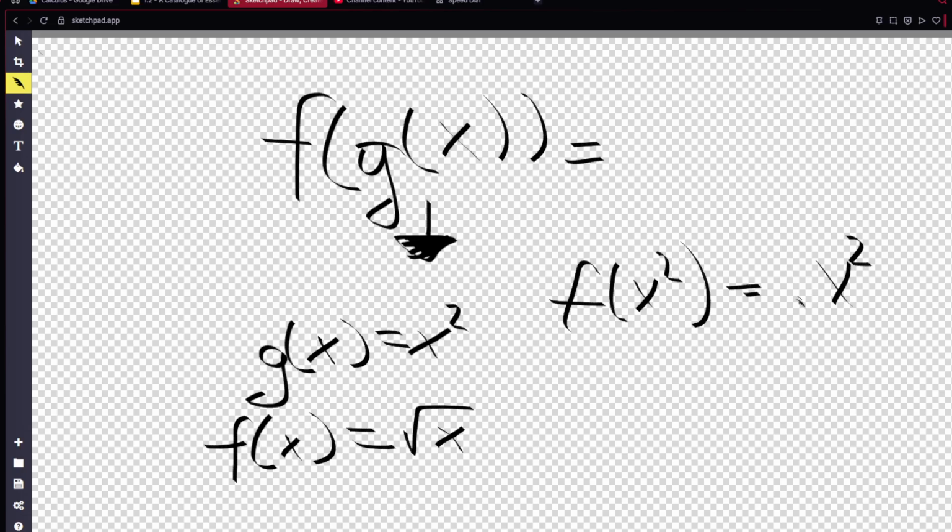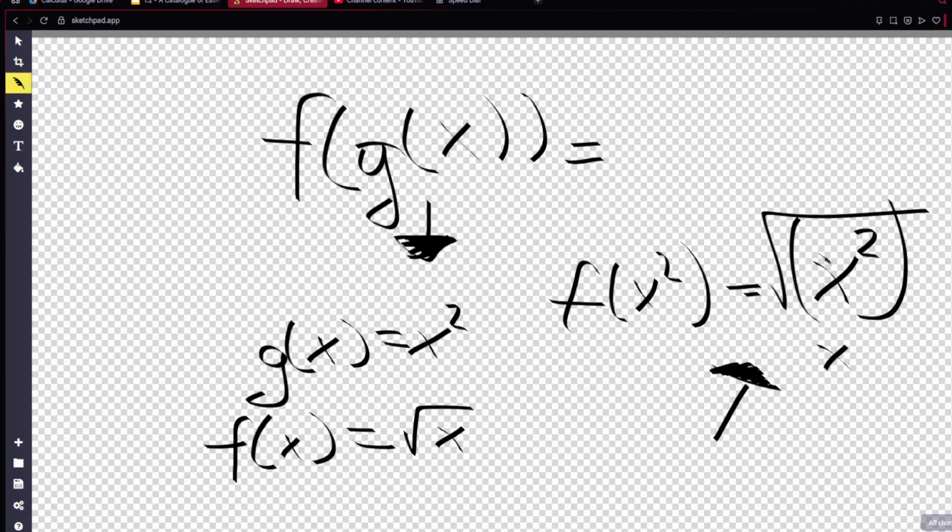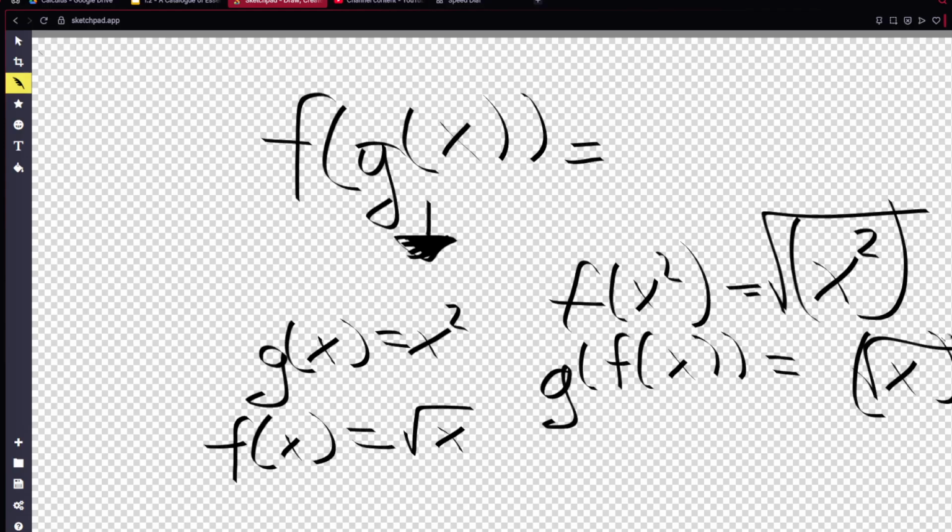Now, what people will do is simplify the function: the square root of x squared. What's the domain here? People will cancel this out and just say x, which in this case kind of works because x squared is always defined. But you can't simply cancel them out. Let's use the other way around, g of f of x, which is the same thing with the two functions reversed: square root of x, squared.